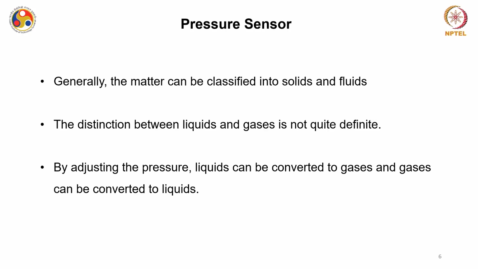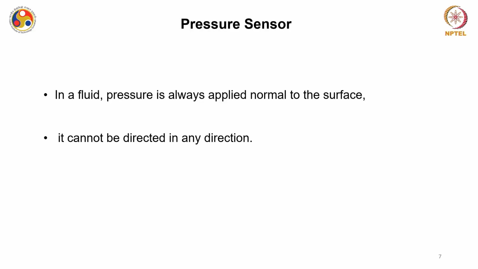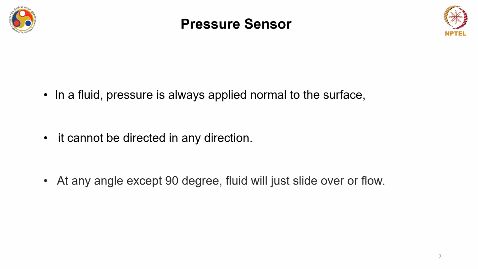The gas has been pressurized to convert it into liquid. That is how we liquefy the gases. So what I want to say is, by adjusting the pressure, liquids can be converted to gases, and again gases can be converted to liquids. In a fluid, pressure is always applied normal to the surface. Please remember that it cannot be directed in any other direction. At any angle, if you deviate from 90 degrees, the fluid will just slide over or flow.